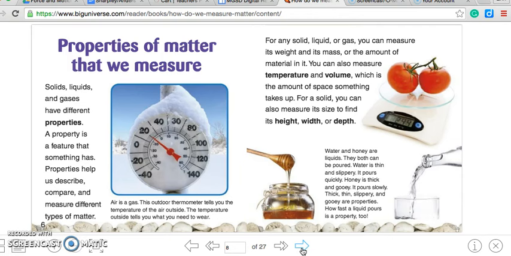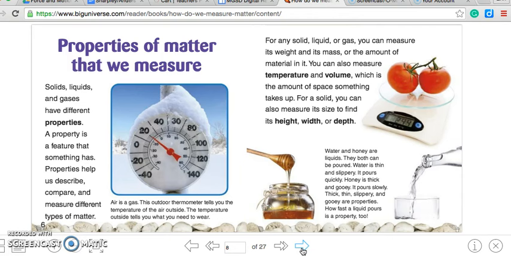For any solid, liquid, or gas, you can measure its weight and its mass, or the amount of material in it. You can also measure temperature and volume, which is the amount of space something takes up. For a solid, you can also measure its size to find its height, width, or depth.